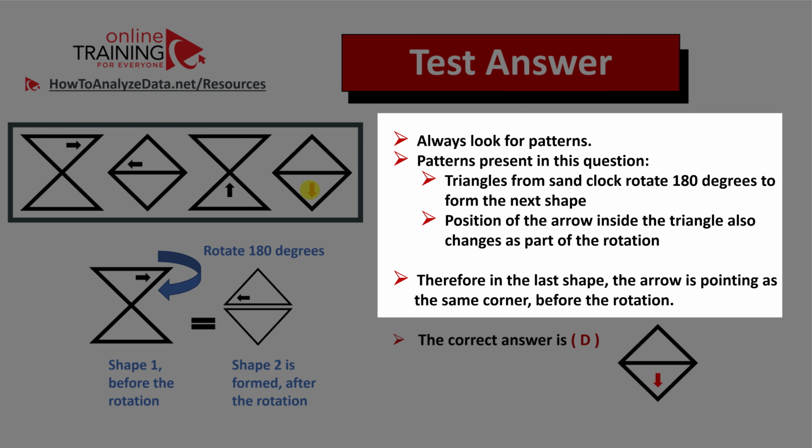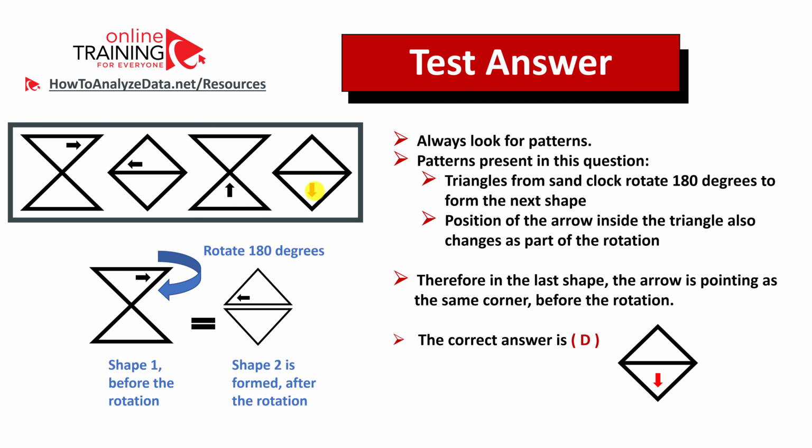Patterns presented in this question consist of 2 items. Triangles from the sand clock rotate 180 degrees to the next shape, and position of the arrow is determined based on the rotation. This is why the next shape will be the one with the arrow pointing at the same corner as it was before the rotation. Hopefully you've nailed this question and now know what to look for on the real test.